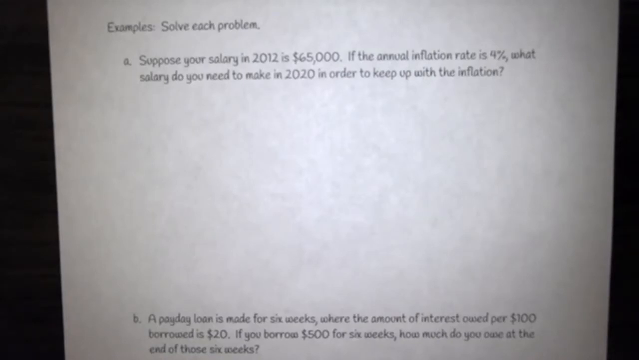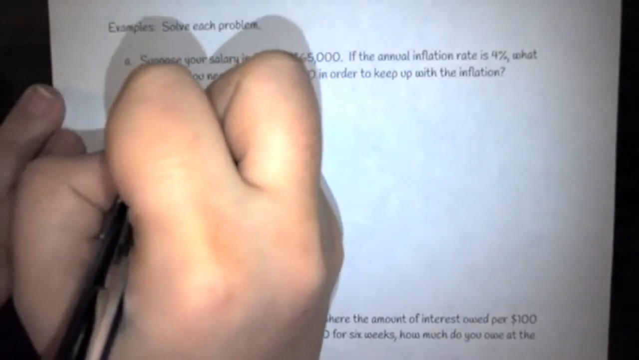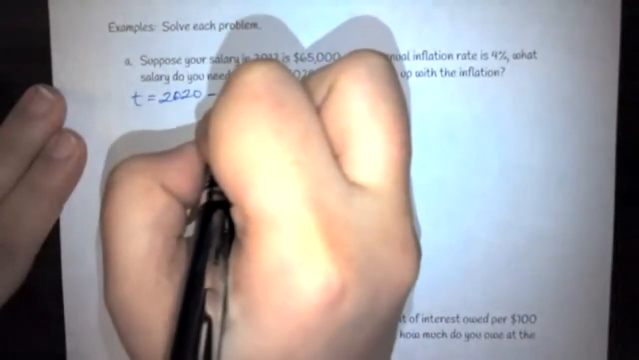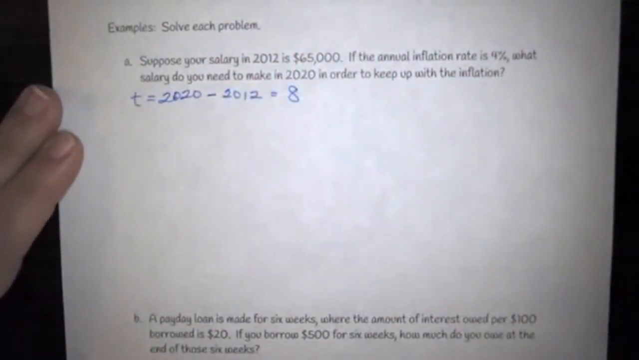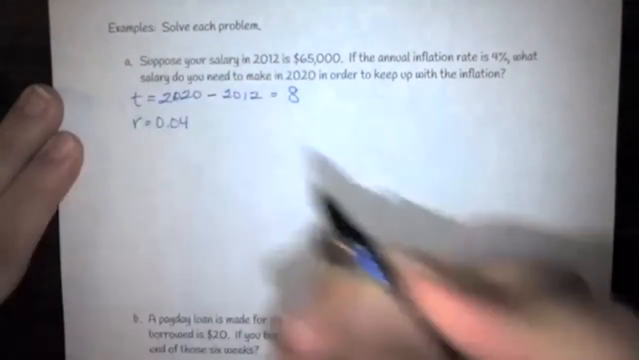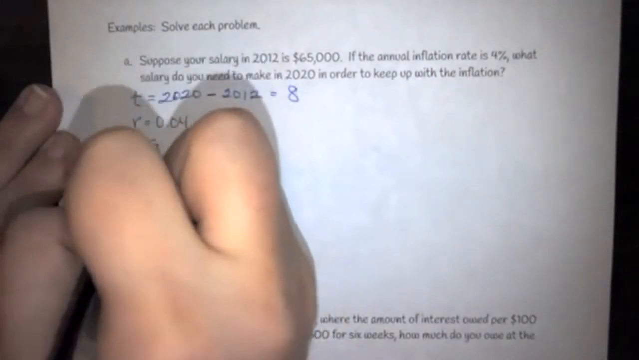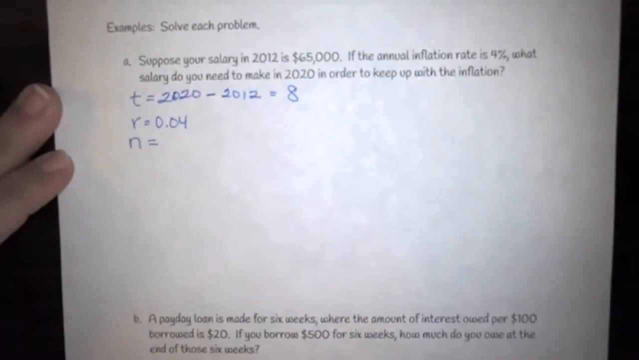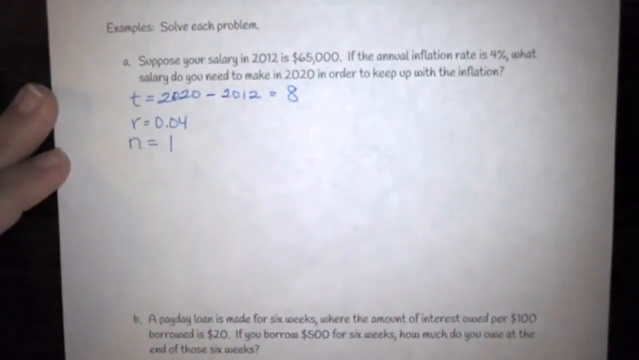And so the first thing we need to do is figure out how many years we have. My T is going to be the ending year, 2020, minus the starting year, 2012, which gives me an 8-year span. Now my rate is 0.04 because it tells me that's the inflation rate. And my end value, well, I'm talking about an annual salary, so that means my N is 1.